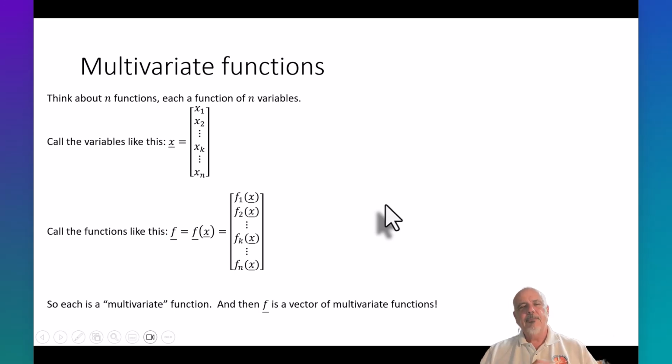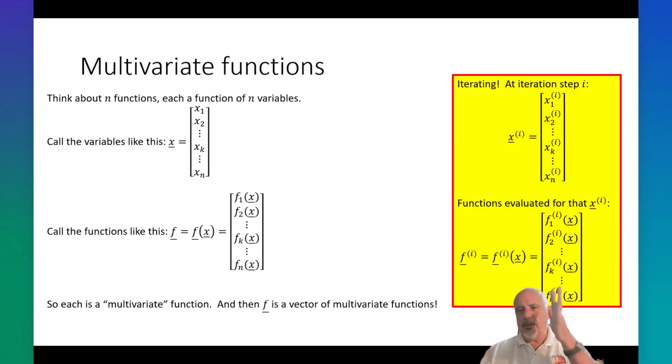All right, so remember that we've got multiple variables. So we've got n variables that are arranged in a column vector, and then we've got n functions, each being a function of those n x variables, right? And then we have an iteration. We show that with the parens. It looks like a superscript, but it's parens with the i, showing that that's the ith iteration of the vector x, and then of the functions.